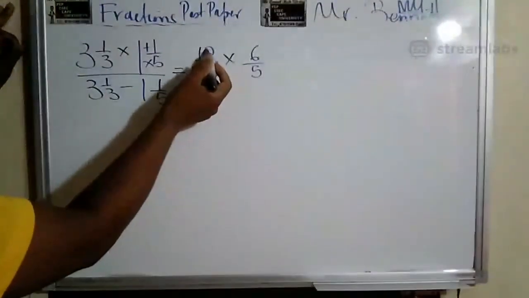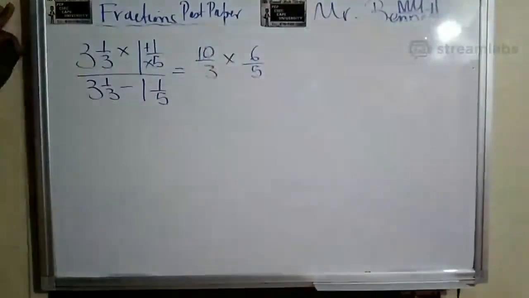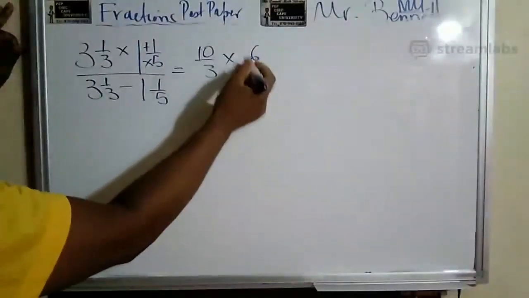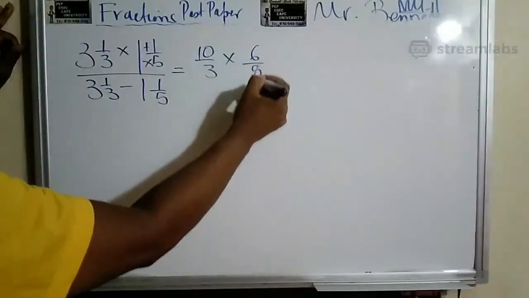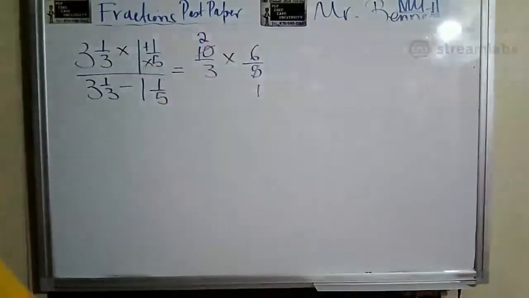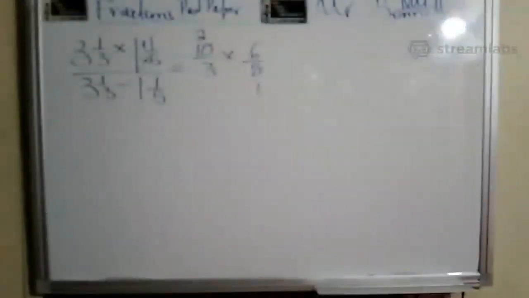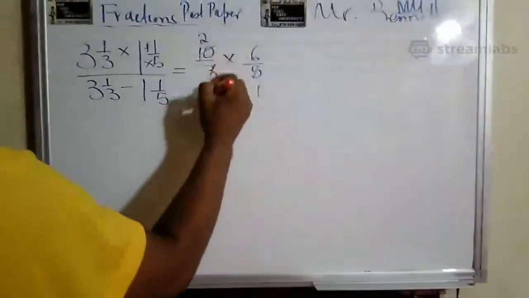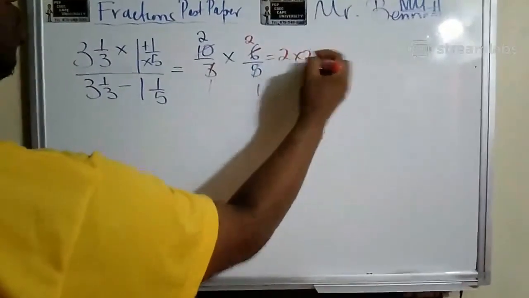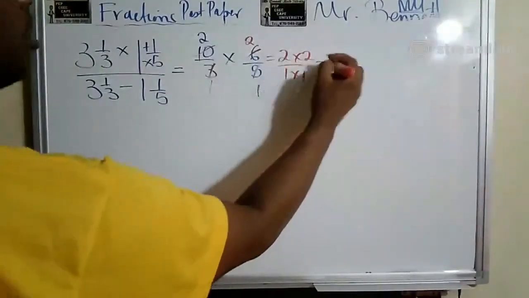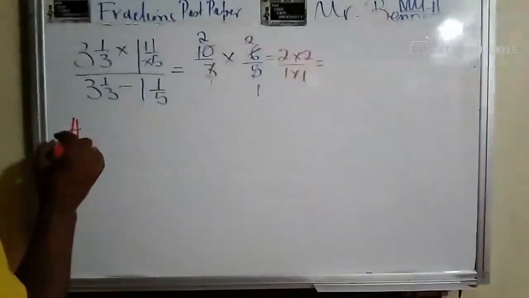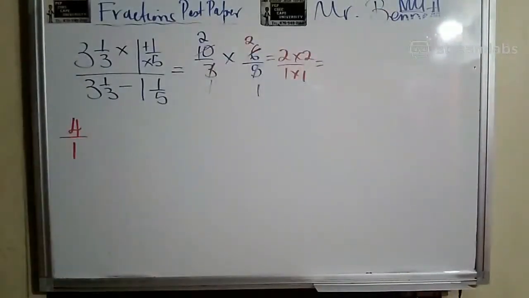Can 3 go into 10 without a remainder? No, so we can't use 3. But 5 can go into 10 2 times without a remainder. So 5 into itself, 1. 5 into 10, 2. 3 into itself, 1. 3 into this, 2. So it's 2 times 2 and 1 times 1. So that gives us 4. So the top is 4. So we can just put it over 1.